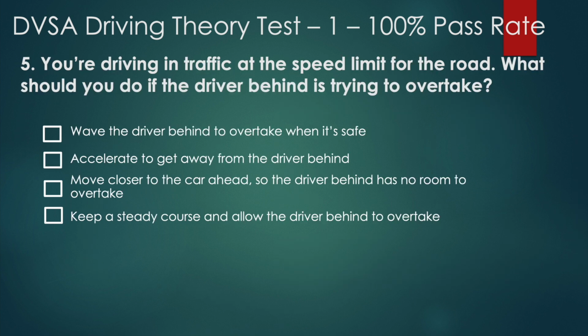5. You are driving in traffic at the speed limit for the route. What should you do if the driver behind is trying to overtake? A. Wave the driver behind to overtake when it's safe. B. Accelerate to get away from the driver behind. C. Move closer to the car ahead so the driver behind has no room to overtake. D. Keep a steady course and allow the driver behind to overtake. And the answer is D. Keep a steady course and allow the driver behind to overtake.